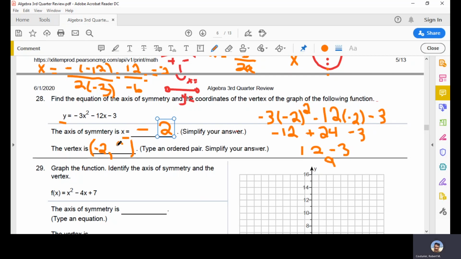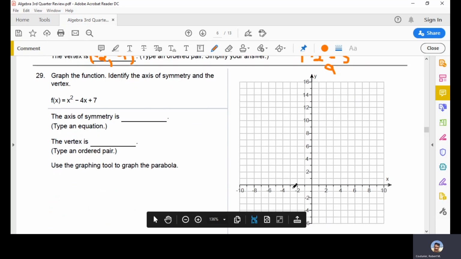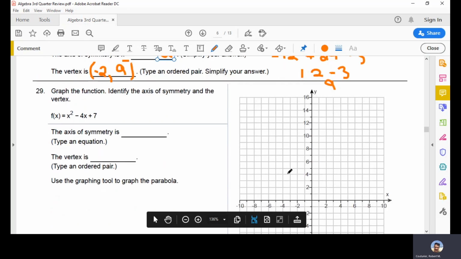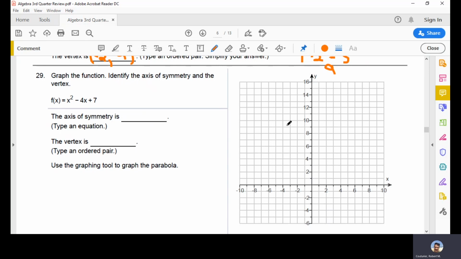So the y coordinate is 9. So this is a quadratic that is centered on its axis of symmetry at -2. It should be somewhere in here. And we know the vertex is going to be -2, comma 9. So -2, comma 9 would be where that vertex is. Okay? And let's see it in action now.